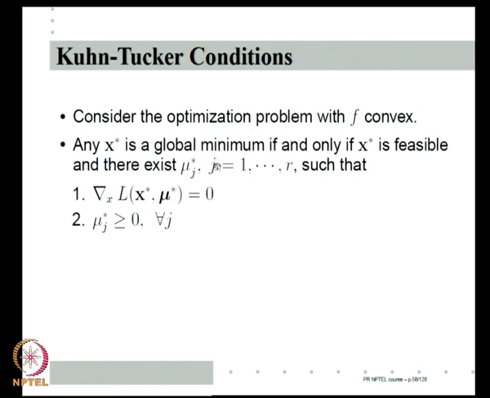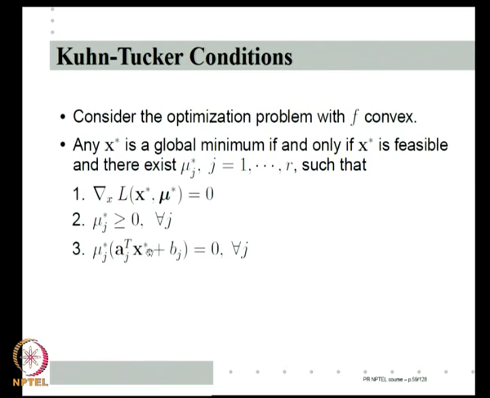2, all the mu j stars are non-negative, and 3, mu j star into a j transpose x star plus b j star is equal to 0. Now, we know mu j star is greater than or equal to 0. So, if mu j star is equal to 0, then anyway this is 0, but if mu j star is strictly greater than 0, then a j transpose x star plus b j has to be 0. I know because x star is feasible, a j transpose x star plus b j is less than or equal to 0. It may be equal to 0 or it may be strictly less than 0.